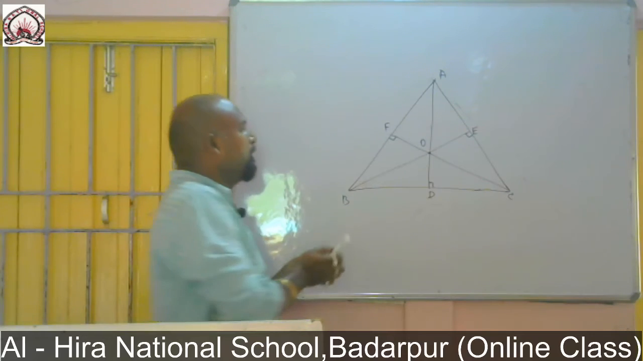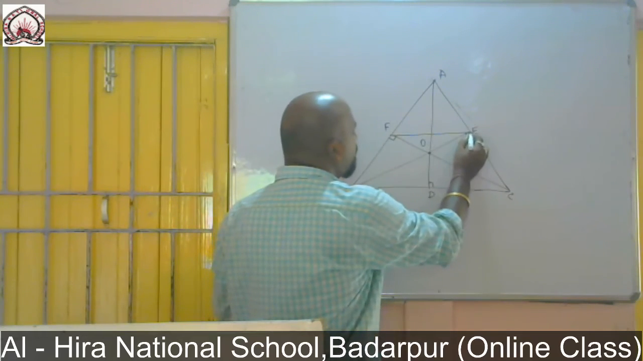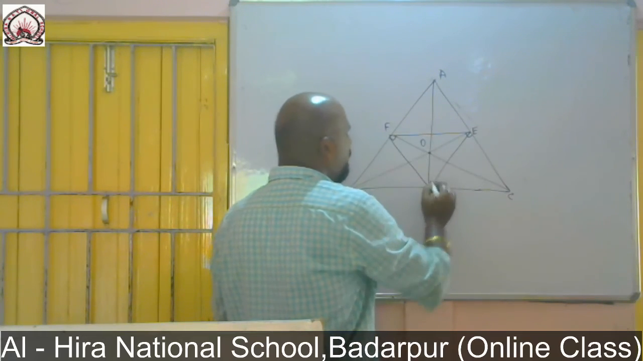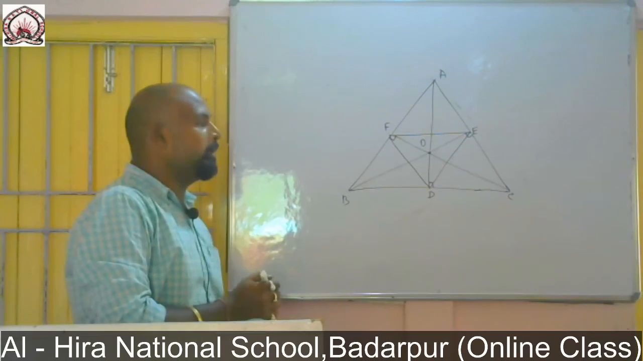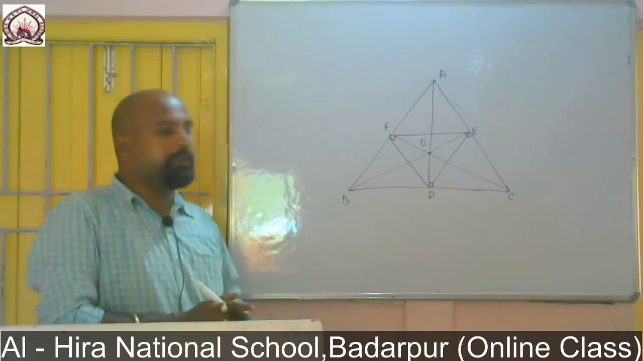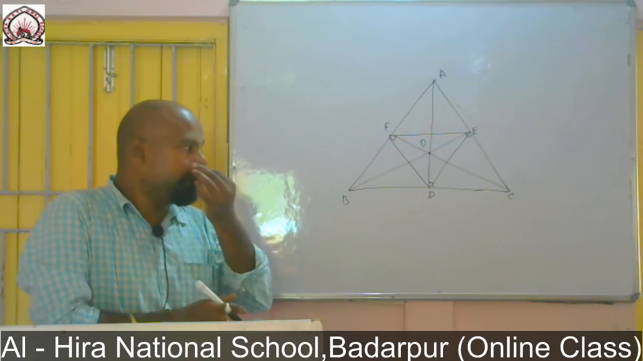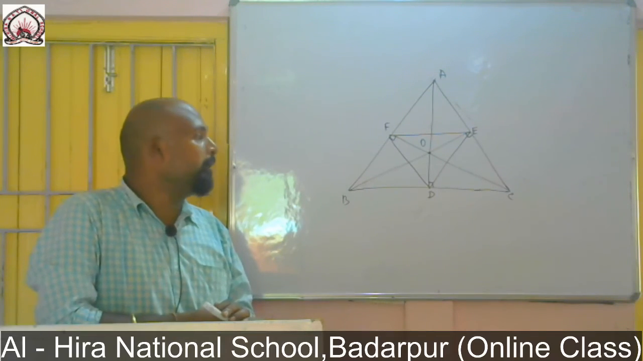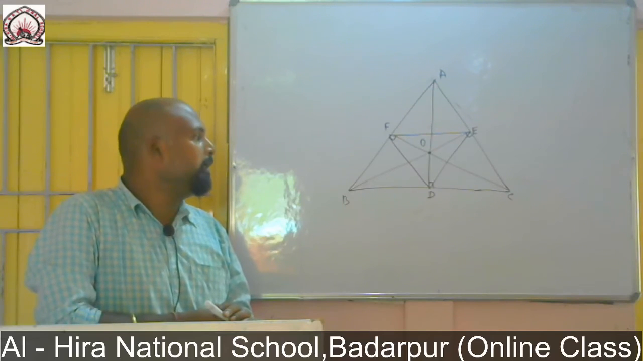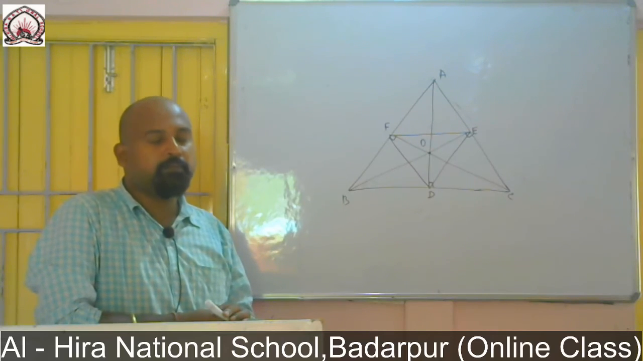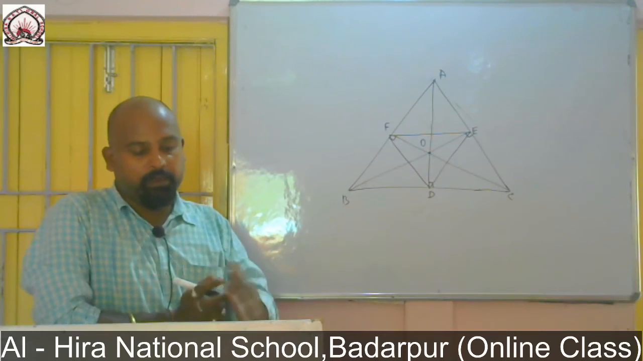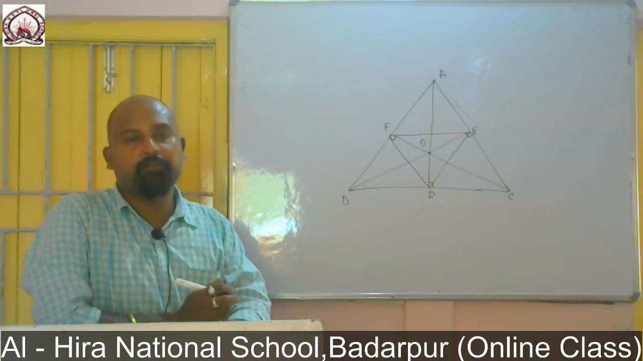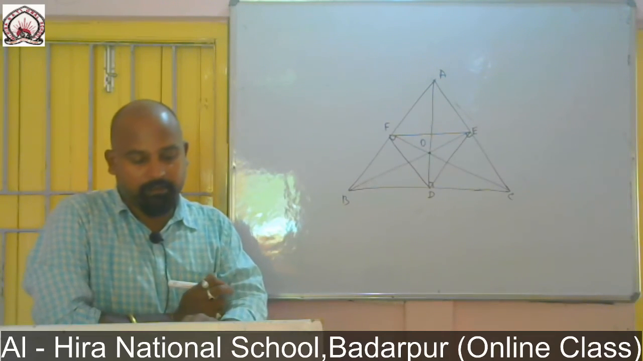Now if I join these points, then triangle DEF is formed. What type of triangle is DEF? DEF is a pedal triangle. Whatever triangle is formed this way is called a pedal triangle.